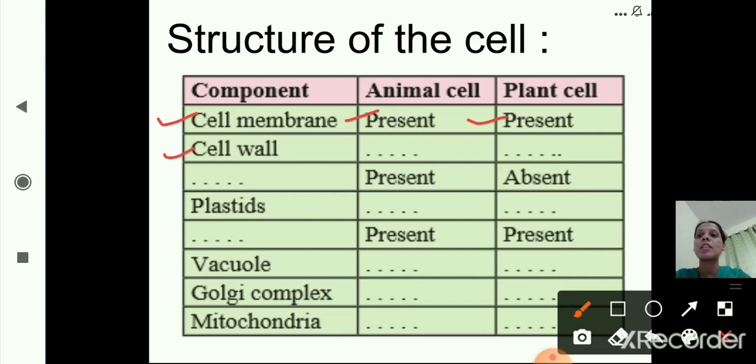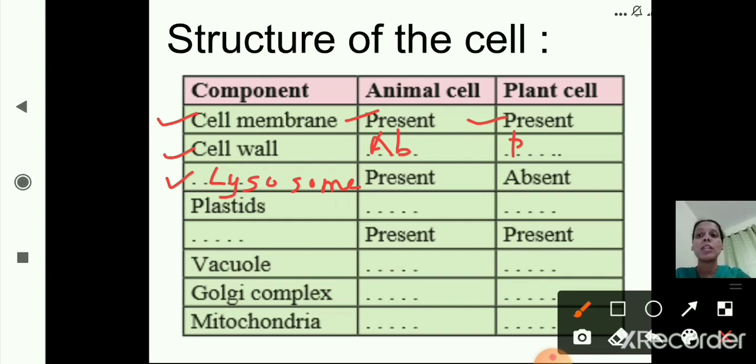Now the second one is cell wall. Okay, cell wall is, yes, it is absent in animal cell and it is present in plant cell. Just now we have seen the structure of plant cell and animal cell. So cell wall is present in plant cell but it is absent in animal cell. Now the next component we have to identify, which is present in animal cell but absent in plant cell. So that component is lysosome. Okay, so lysosome is present in animal cell but it is absent in plant cell.